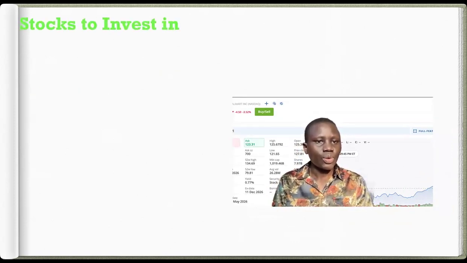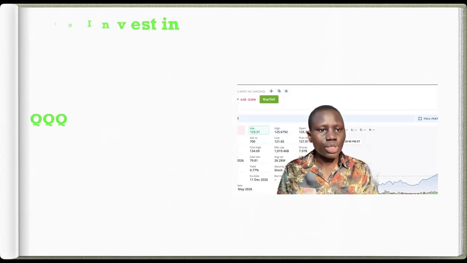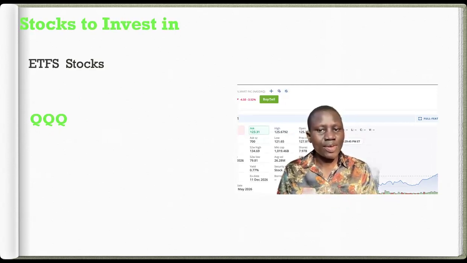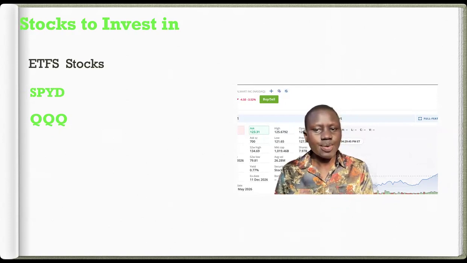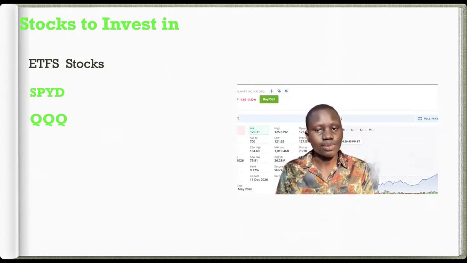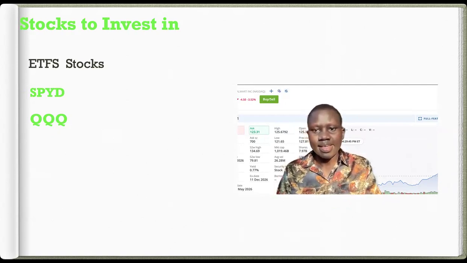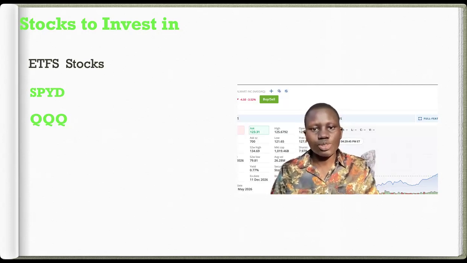We also have individual stocks like BMO, Scotiabank, and QQQ, which is very expensive but also has huge volatility. VOO, SPYD. SPYD is on the slower side, so you don't have to use it for capital gain if you don't want to. You can buy it for dividend. There's another one called VOO. Those are the stocks that you can easily invest in.